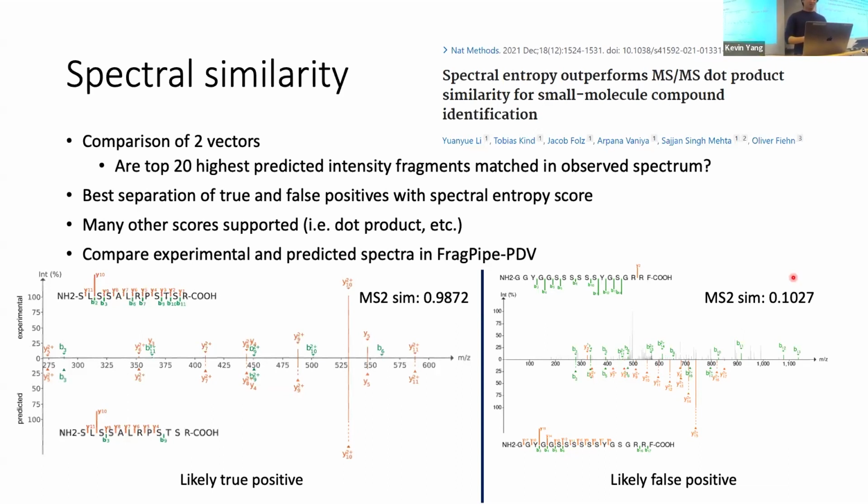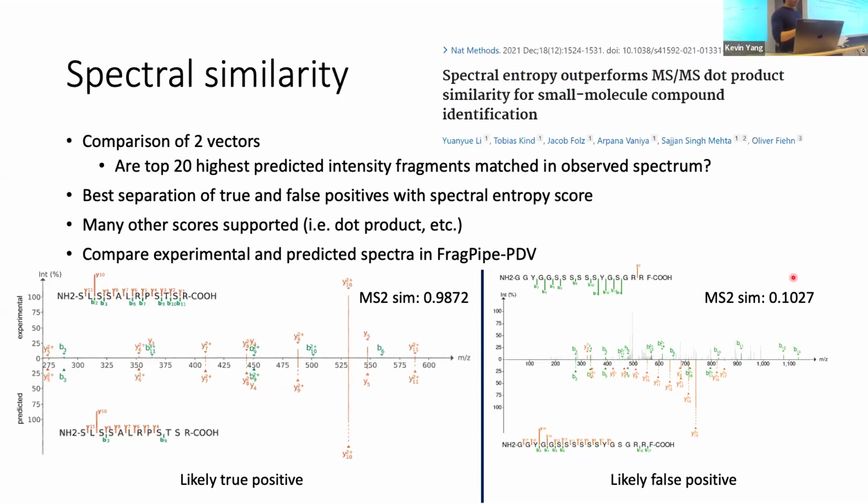By default, what we use to do that similarity calculation is called spectral entropy score. We found that this is super helpful because it actually outperforms more traditional metrics such as cosine similarity. But if you are interested, we also provide dot products and other things if you want to mess around with that. And like I mentioned before, because MSBooster is fully integrated into FragPipe, you can use the other tools that are available.